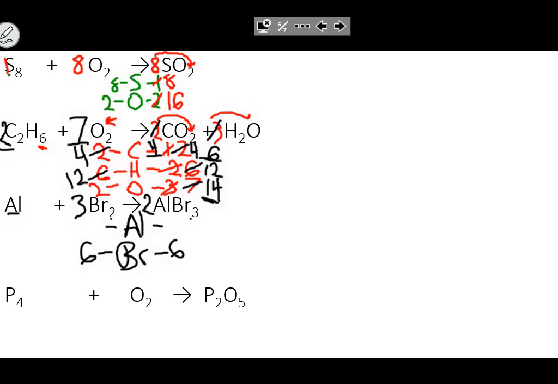We got 2 aluminums. Put a 2 in front of this. Balances. So we got 2 aluminums plus 3 bromines go to make 2 aluminum bromide.